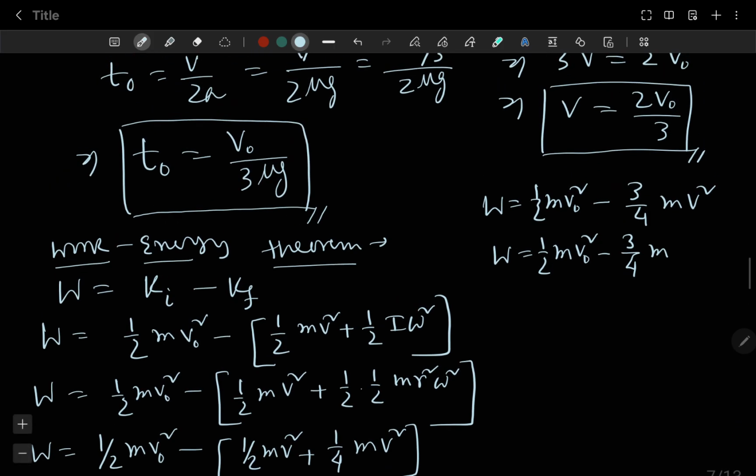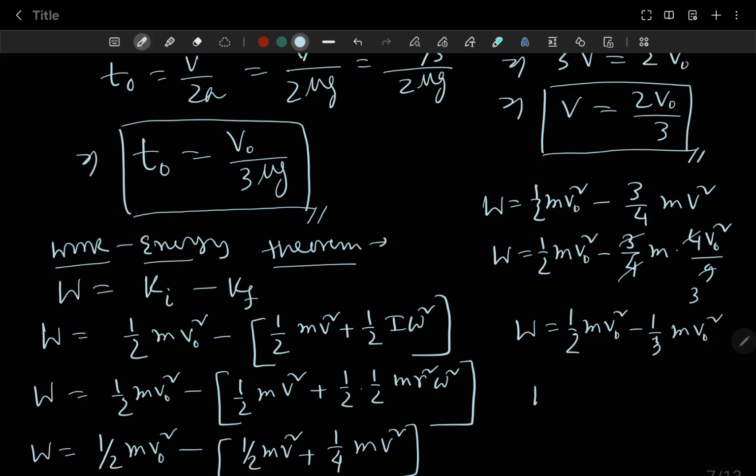V is 2v0 by 3, so it will be 4v0 square by 9. So 4 and 4 cancel, 3 and 9 cancel, it is 3. So work done is half m v0 square minus 1 by 3 m v0 square. So it is 1 by 6 m v0 square. So this is the work done by friction, the third answer. Alright.